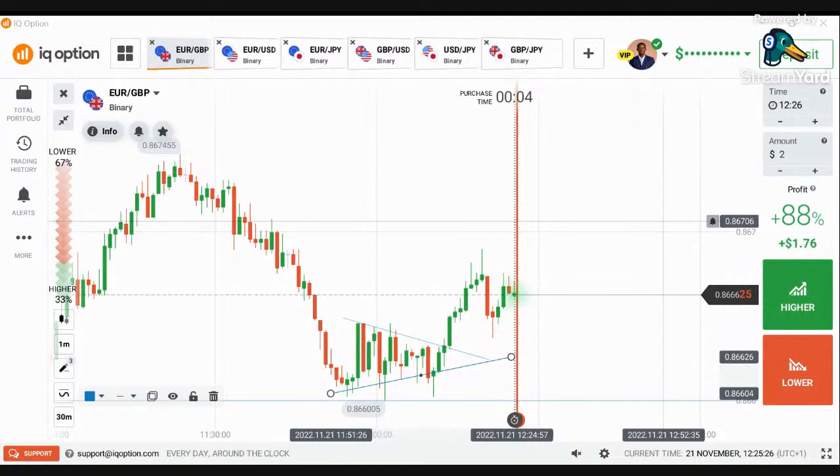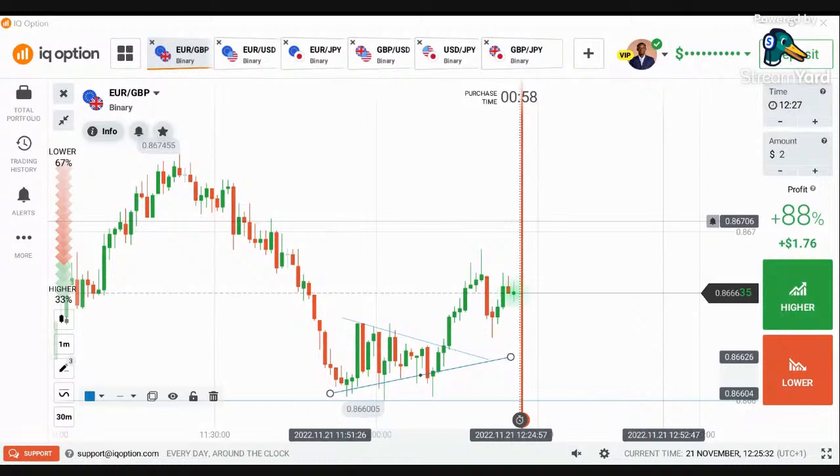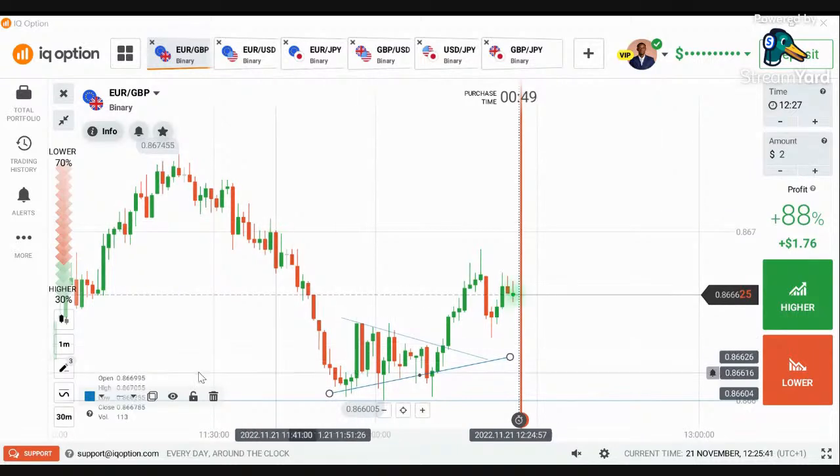But it didn't get here. It didn't get here. But you can see the retracement and now it's buying. So I don't know if it could still come here. No, I don't think it could still come here. This retracement is enough for the market to continue buying.